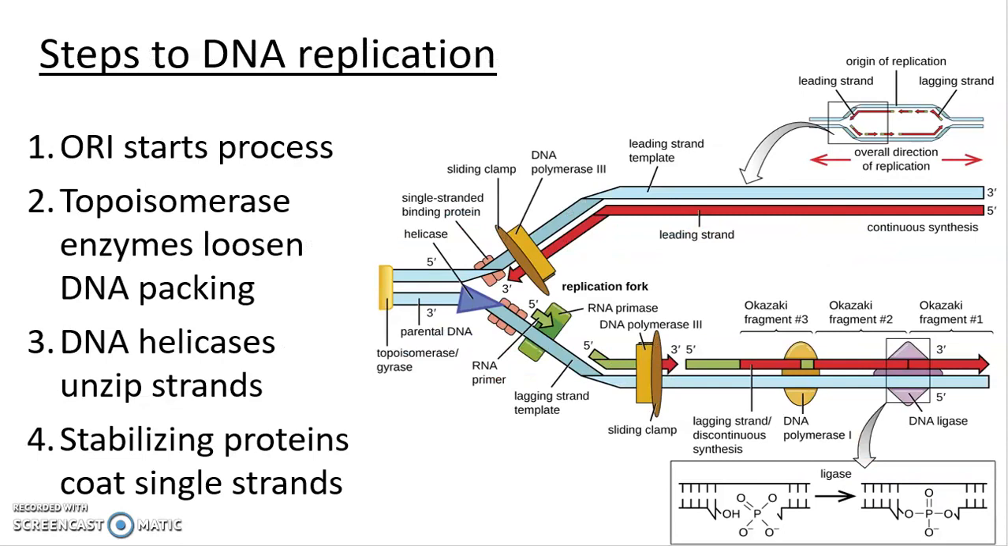And so if we look at this process here, it starts out on the origin of replication there, and you're going to have some enzymes that are known as topoisomerases, and what they're going to do is they're actually going to go in and physically break or nick the DNA strands, and that's going to help to relieve some supercoiling that you find in the chromosomes.